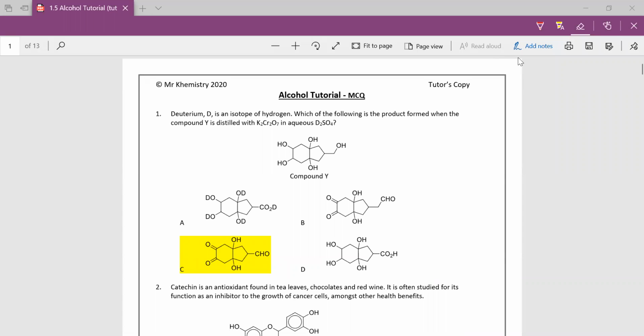Now we move on to the MCQs. Which of the following products is formed when Y is distilled with dichromate? When you use controlled oxidation, you will oxidize this to your aldehyde, and of course your secondary alcohols will be oxidized to ketones. Tertiary alcohol will not be oxidized. So your answer is C.